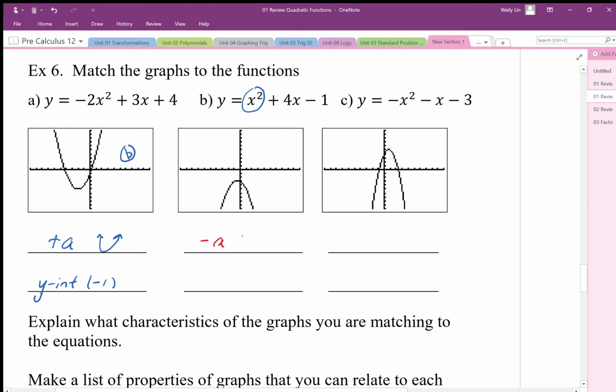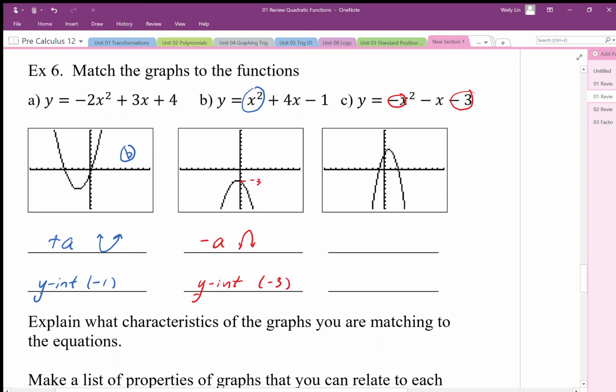So it's pointing down. Okay, it's opening down. And so it could be either one of A or C. However, when we look at the y-intercept here, the y-intercept is -3. The y-intercept value here is +4. The y-intercept value is -3. This one matches. Okay, so this is the one we're looking for. So it certainly doesn't match A. Okay, so we're going to say here the y-intercept value is equal to -3.